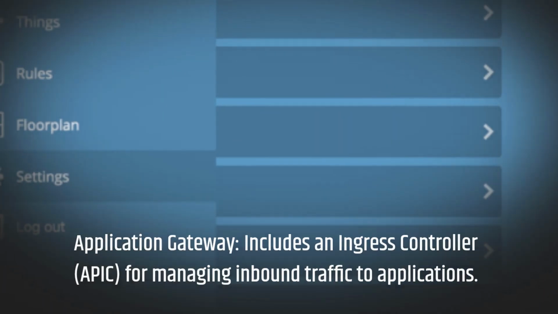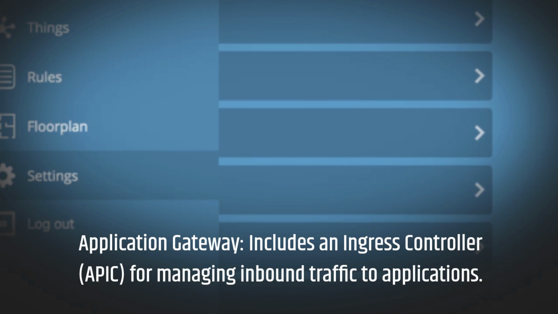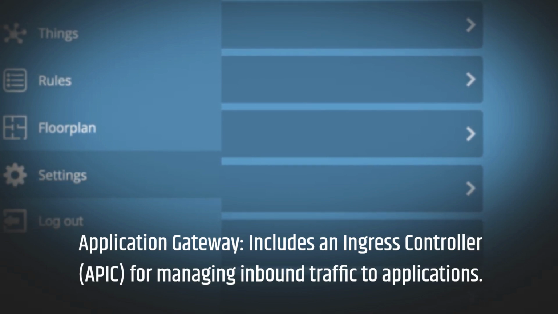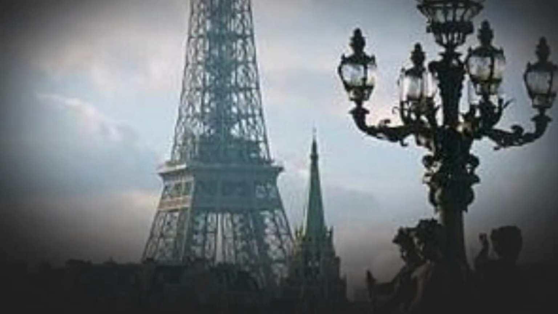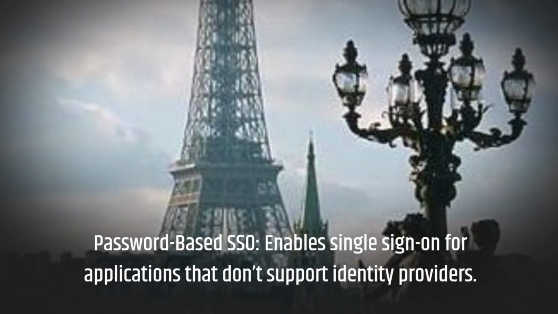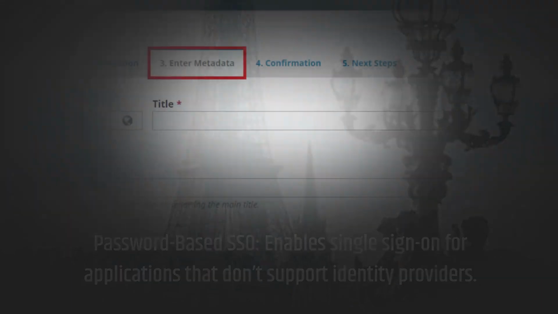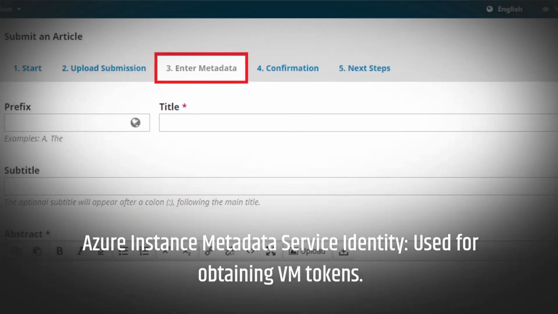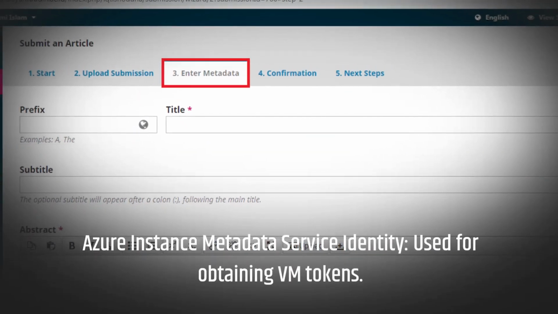Application Gateway includes an ingress controller, API-C, for managing inbound traffic to applications. Password-based SSO enables single sign-on for applications that don't support identity providers. Azure Instance Metadata Service Identity, used for obtaining VM tokens.